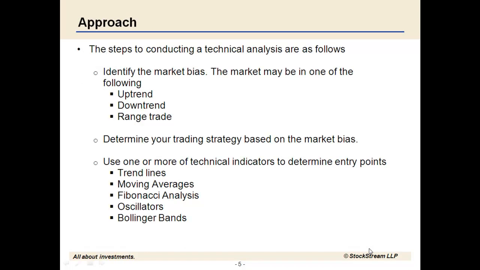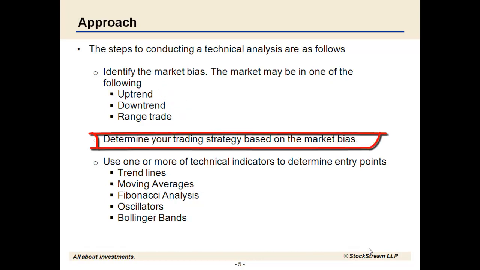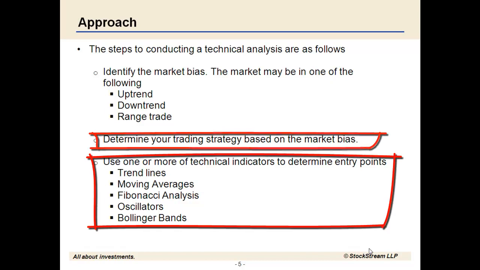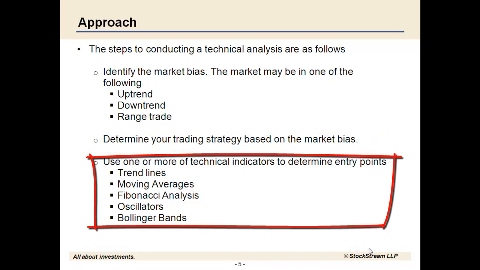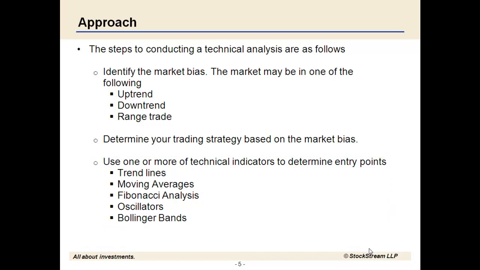The steps to conducting technical analysis are as follows. Identify the market bias. The market may be in one of the following directions: an uptrend, a downtrend, or a range trade. Determine your trading strategy based on the market bias, and then use one or more technical indicators to determine the entry points, including trend lines, moving averages, Fibonacci analysis, oscillators, or Bollinger Bands.